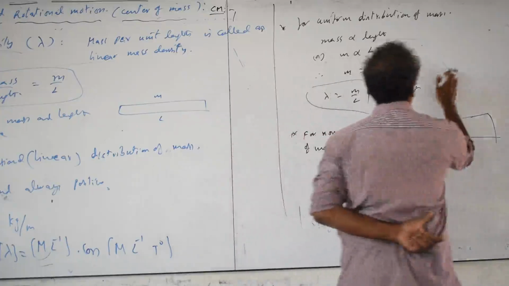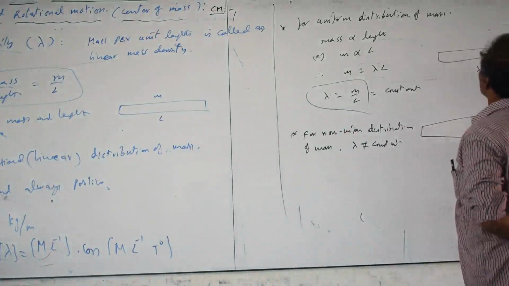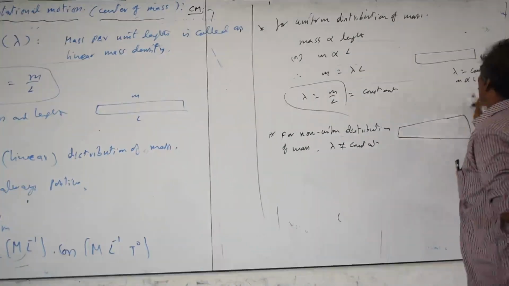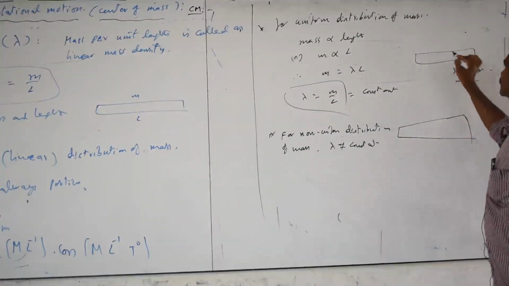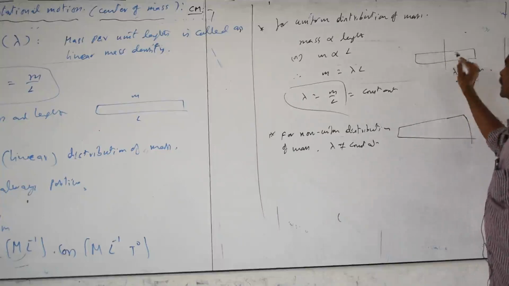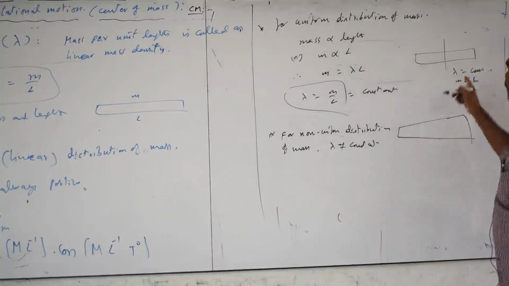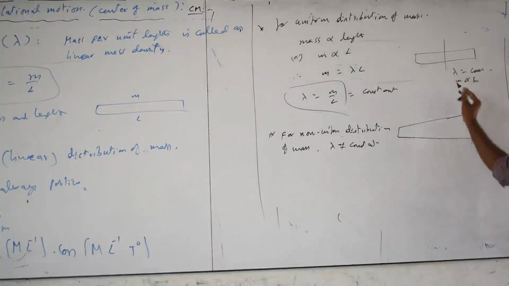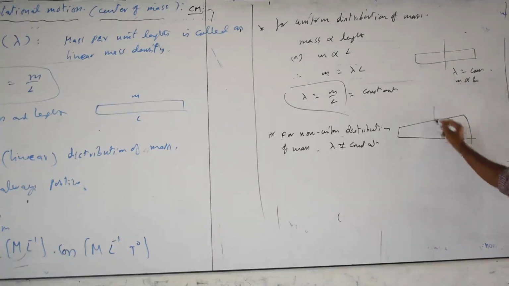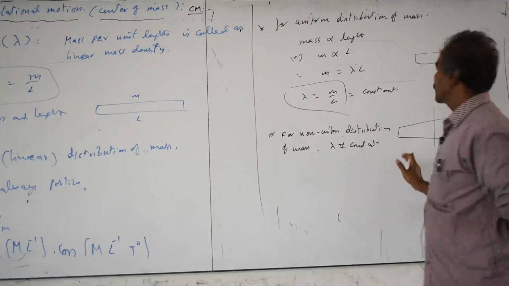If mass is proportional to length, what happens? If we take a rod, in this case lambda is equal to constant. If lambda is constant, m is proportional to L. If the length is L and I take half the length, the mass becomes half. Like that, if you cut the rod into parts, mass always remains proportional to L, so lambda is constant. But in the non-uniform case, if you cut into two parts, here more mass is there, here less mass is there. Masses do not become exactly half, even though the length becomes half.